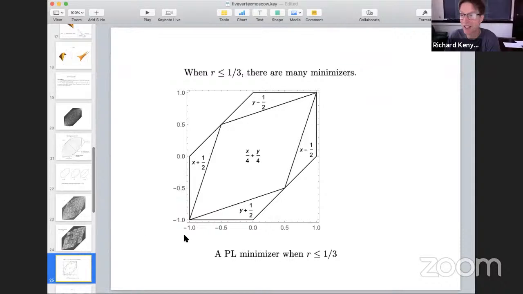In fact, you can prove that there are many minimizers to the problem. When R is less than 1/3, here's a particular piecewise linear minimizer. And in fact, there's an uncountable number of minimizers to the actual variational problem. So the variational problem certainly does not give you any information. It's not just that we're not smart enough. Once you've formulated the variational problem, there are many minimizers. It's possible that a more detailed analysis, including some lower order terms, will rule out many of these minimizers, but we don't know how to do that kind of calculation.